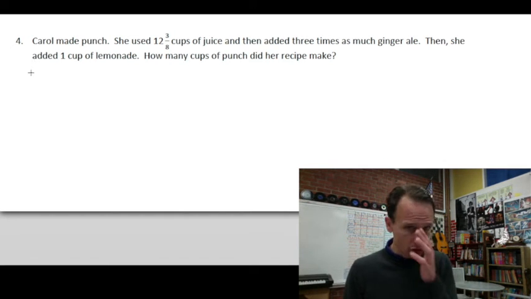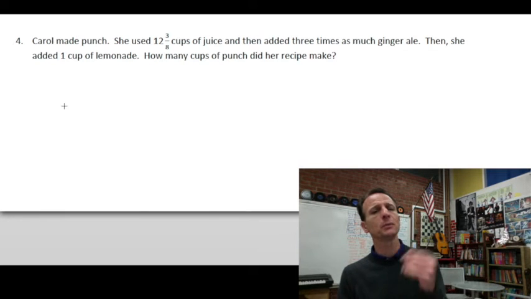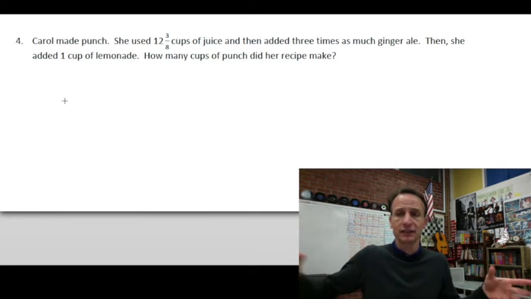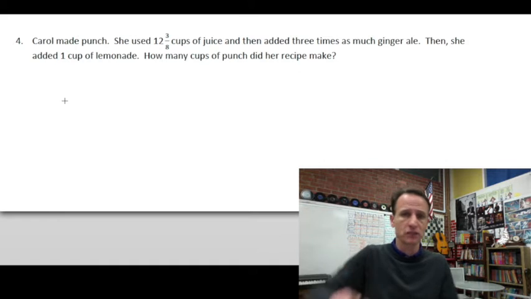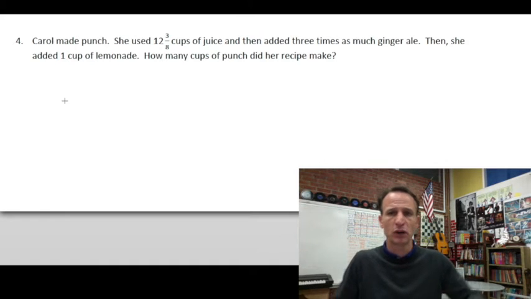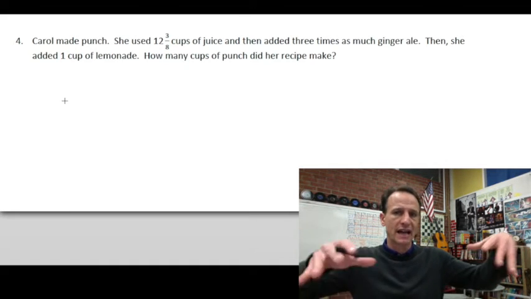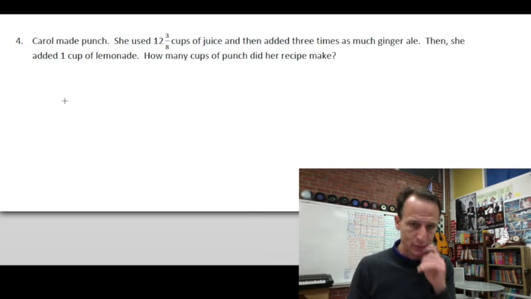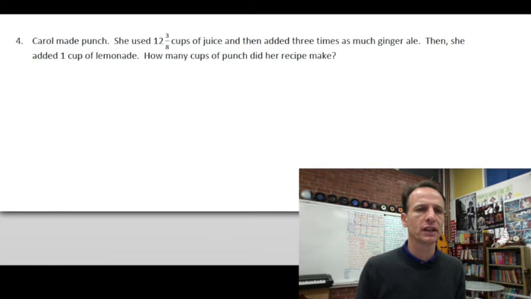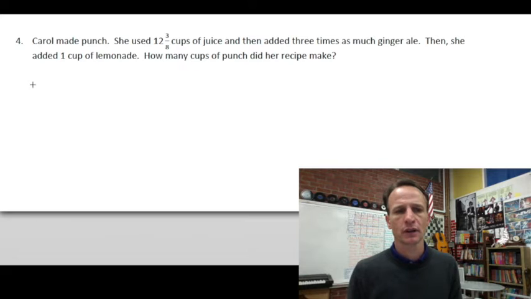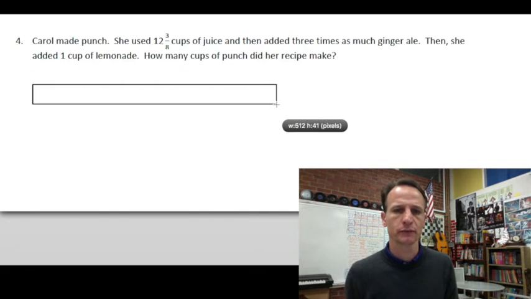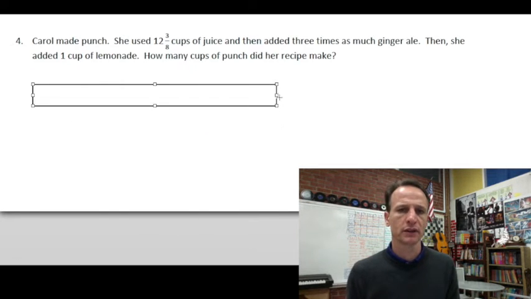And so when you start drawing the tape, we're going to have all one tape here because we are just adding these. Physically thinking about making punch, we're just adding these things to one big bowl or bucket. So we're adding them all together. We're not comparing, saying how much more, how much less. So we'll have one nice long tape here. I'm going to draw a nice long tape.